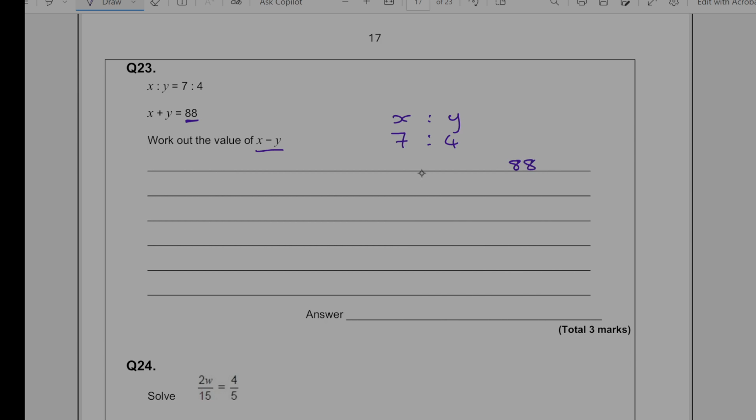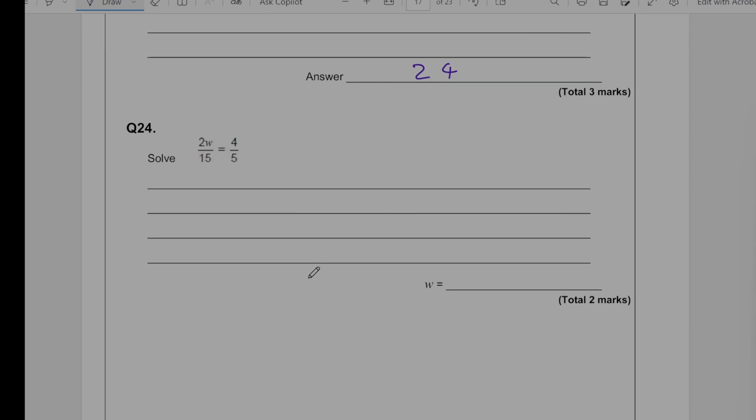So we've got 11 parts, so we need to times by 8. So that means that x is going to be 7 times by 8, which is going to give us 56. And y is going to be 4 times by 8, which would give us 32. So the value of x minus y is going to be 56 minus 32. So that's going to give us 6 take away 2 would be 4. 5 take away 3 would give us 2. So it's going to be 24.